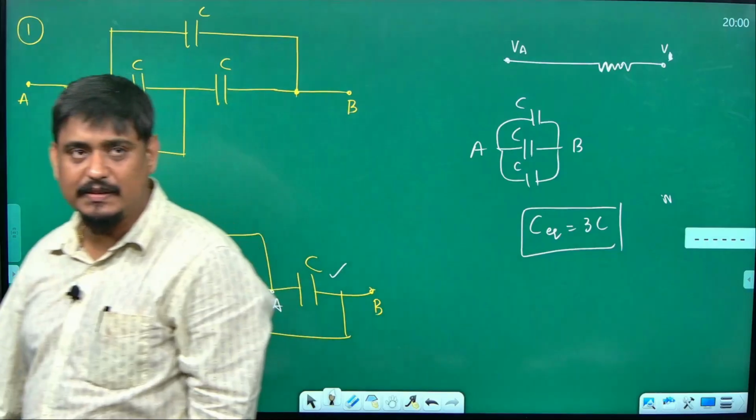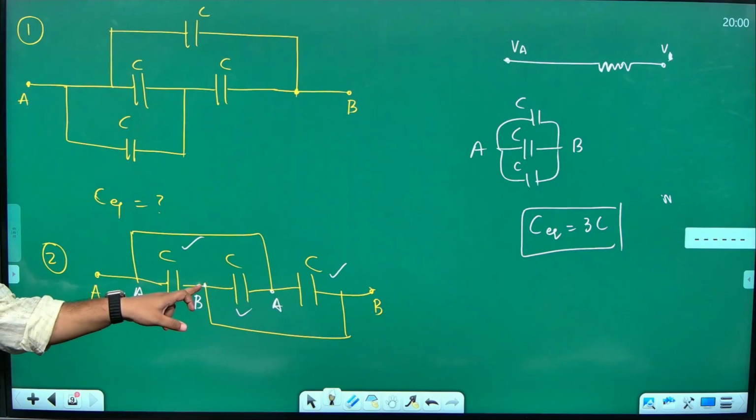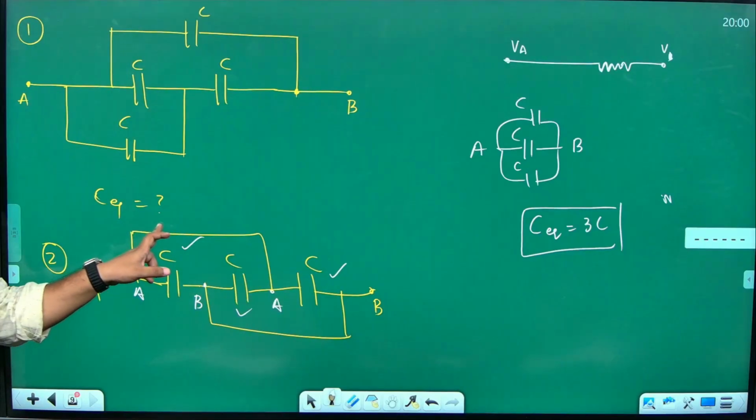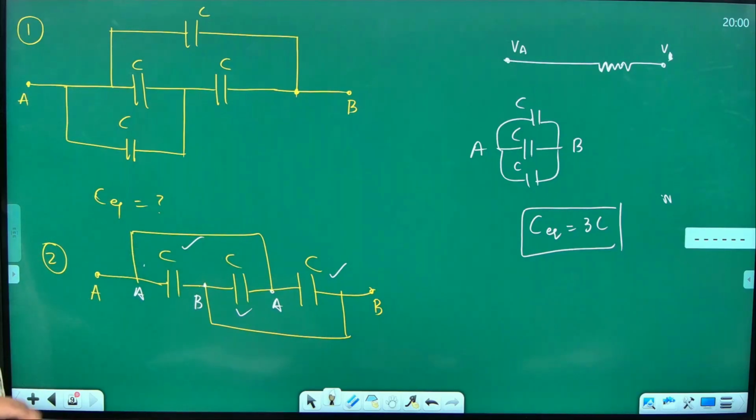Did you get it? Very important, learn this. What I did, I took the potential A. I cannot write here as A because here some appliance is coming. But here see, nothing is coming. If I would have had some appliance here, then I cannot write this as A. It will happen here.